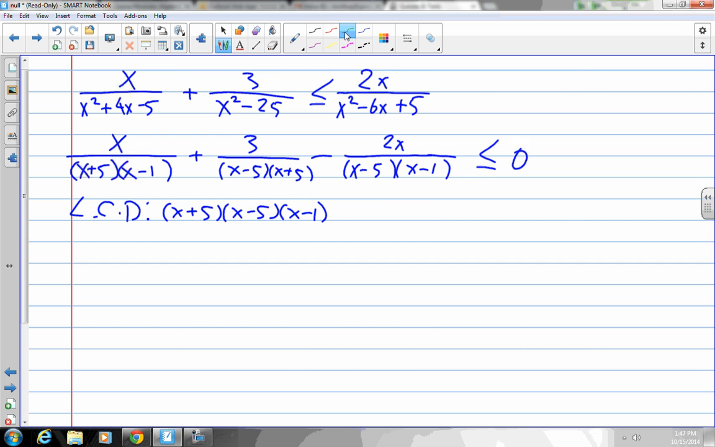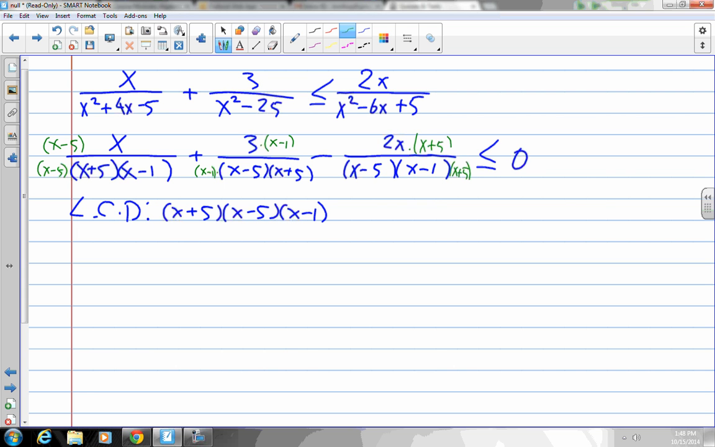So if you look at the first fraction, and you look at the denominator and you compare it with the LCD, what is missing? Which factor is missing? X minus 5. So we'll have to multiply this one by x minus 5 over x minus 5. You do the same thing with the second one. What is missing? X minus 1. So you multiply by x minus 1 over x minus 1. And you look at the third one, and it's missing x plus 5. So you multiply by x plus 5 over x plus 5.